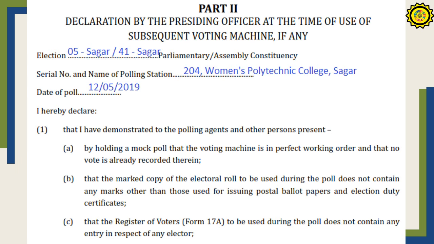Format for part 2 of the declaration by the presiding officer at the time of use of a subsequent voting machine, if any, is displayed on your screen. Name of the Lok Sabha constituency is 05 Sagar and assembly constituency is 41 Sagar.